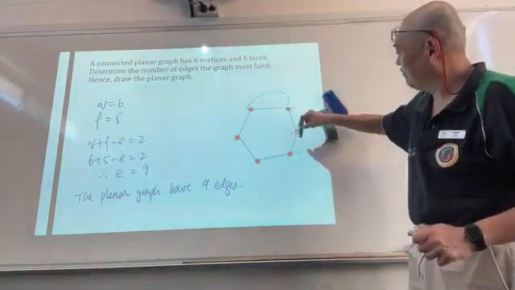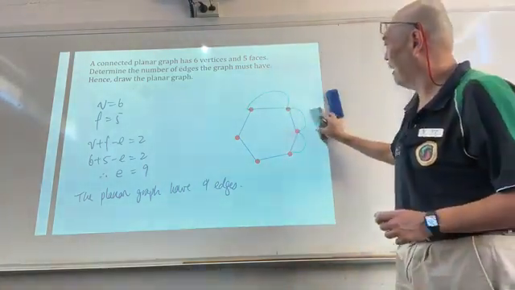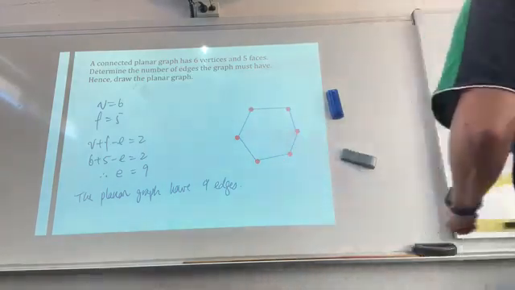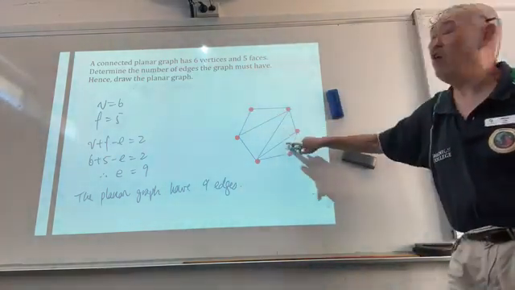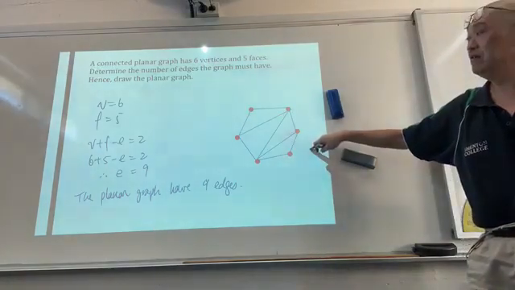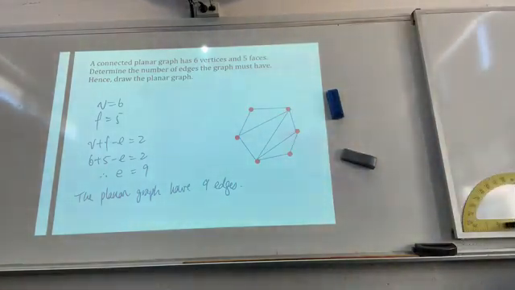You've got 1, 2, 3, 4, 5 faces. Or like what I did just now, you've got 1, 2, 3, 4, 5 faces. Alright? So there are plenty of ways of doing it, and we'll accept an answer as long as it's drawn as a planar graph. Alright, please do not cross edges.